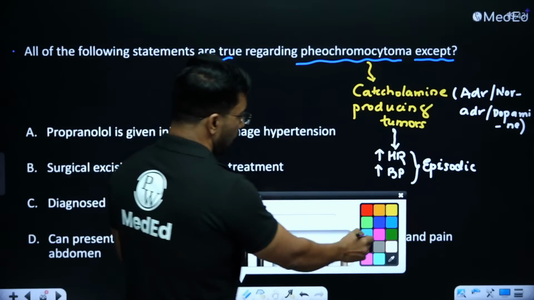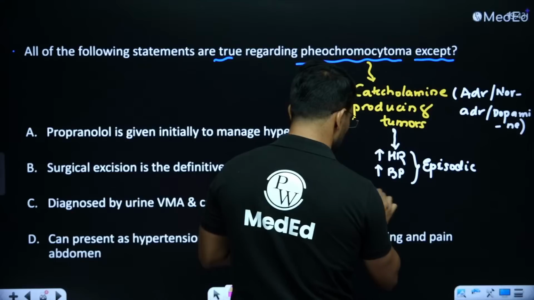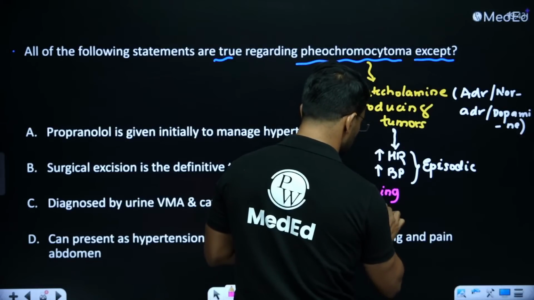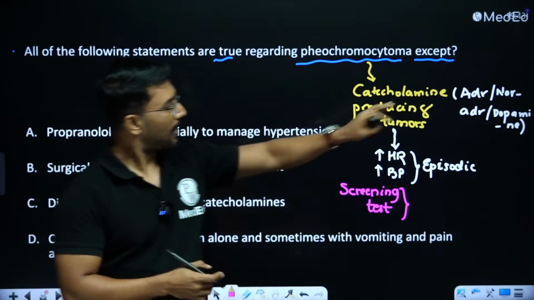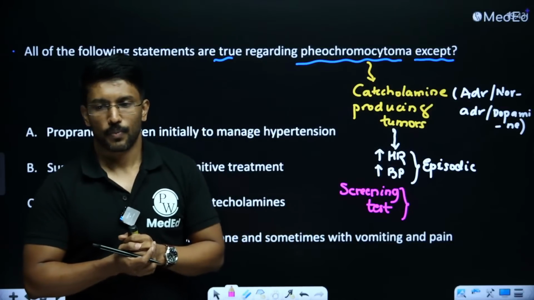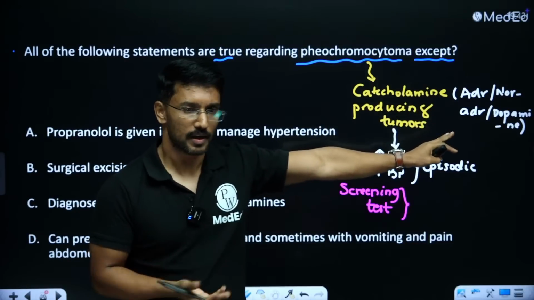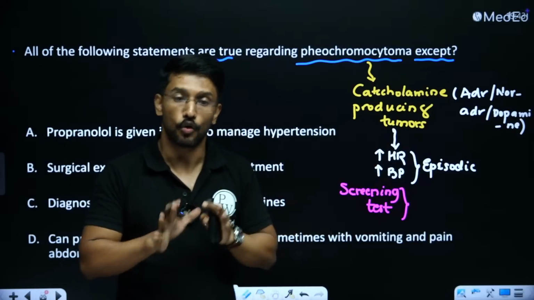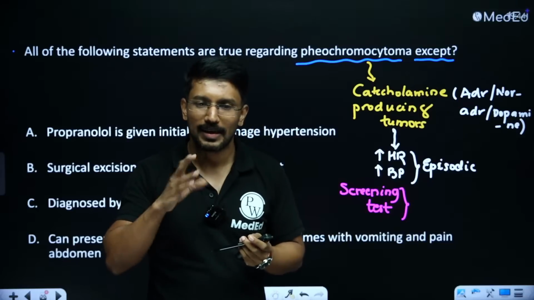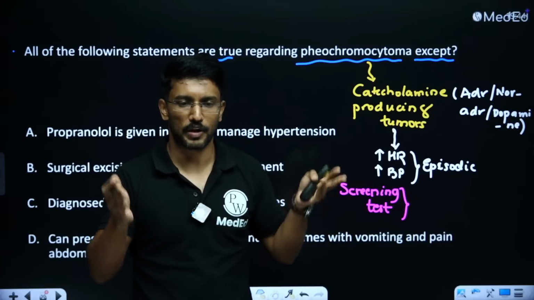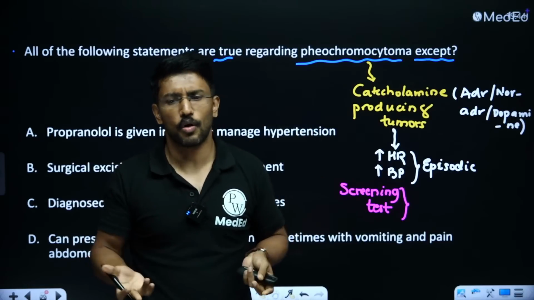Okay. Now what is the screening test of choice if I am suspecting pheochromocytoma? What is the initial investigation or the screening test? Can I check adrenaline, noradrenaline, dopamine levels? If they are high, it's pheochromocytoma? No. Why can't I check? Because these tumors release adrenaline, noradrenaline, dopamine intermittently, not continuously. So if I check in between the two events, when it is not getting released, it will come normal, right?